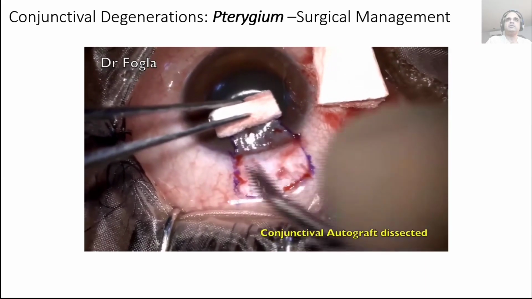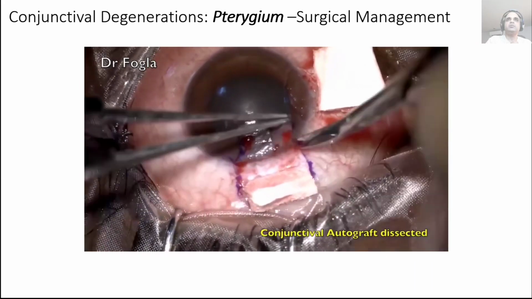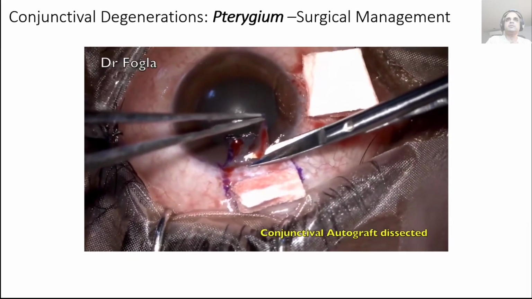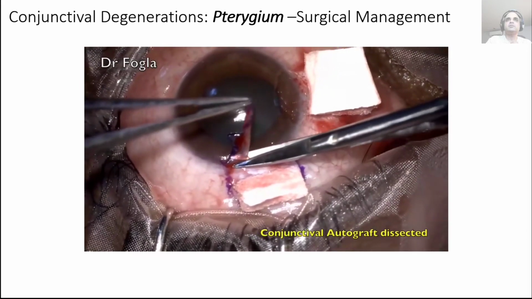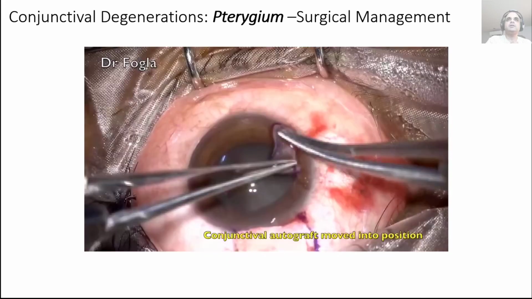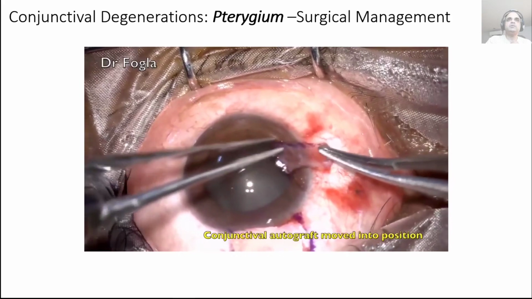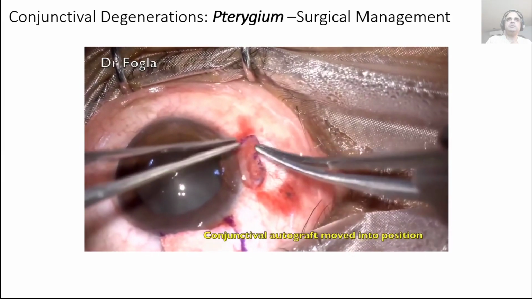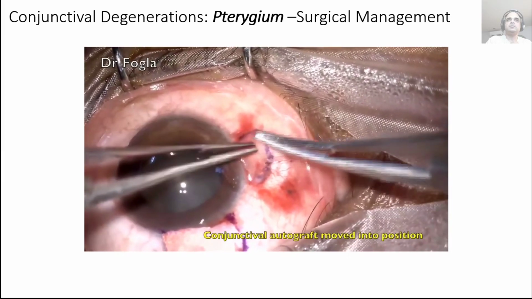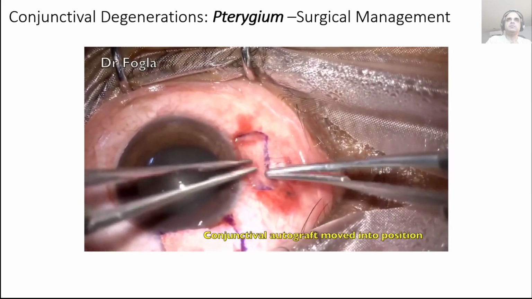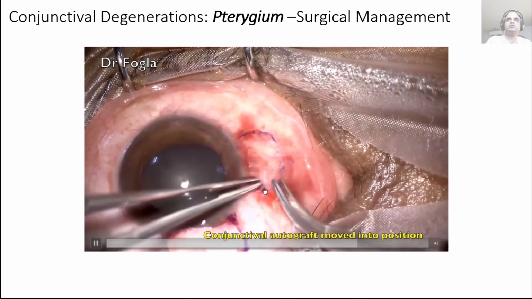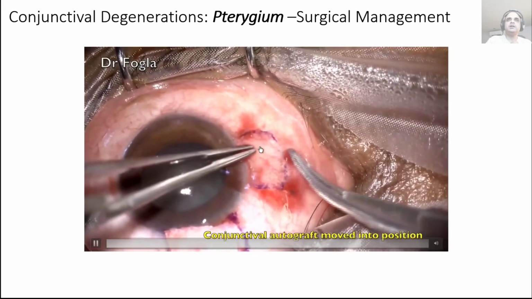It's just fine dissection so as to get the appropriate size graft. Now it's being cut off. It is going to be moved into the position where the pterygium was, or transplanted to where the pterygium was dissected from. It's important to maintain alignment, and this tissue marker helps tell you which edge was which.